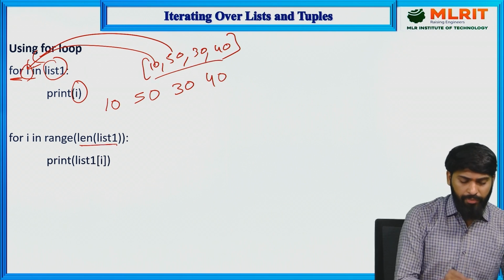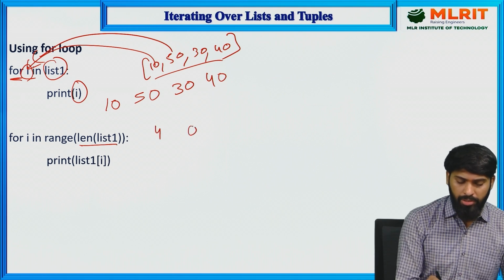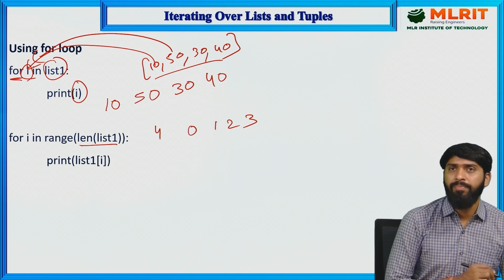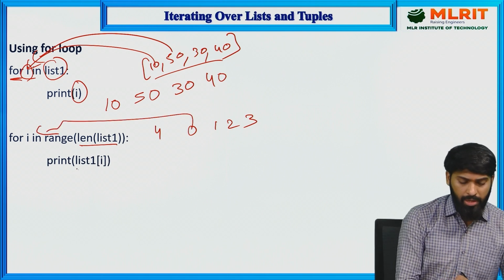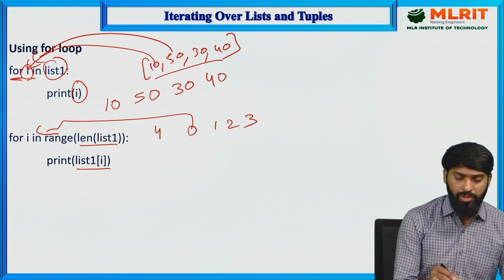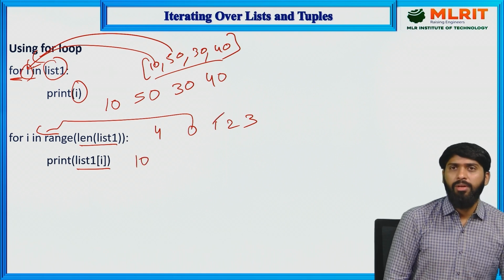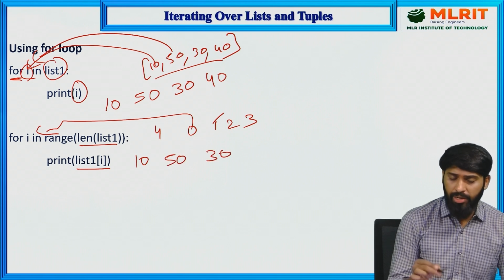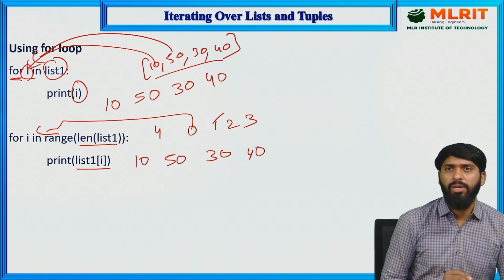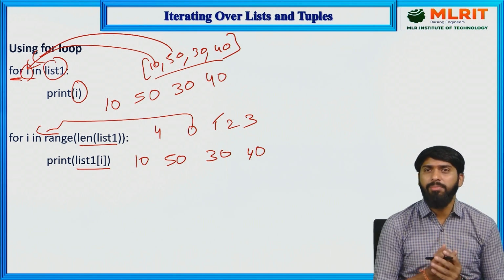We can iterate the lists or tuples with the help of index also. What's the length of list 1 here? The length of list 1 is 4, so it is 0, 1, 2, 3. In the first iteration, 0 is assigned to i, so it prints list 1 of i, list 1 of 0, which is 10. Next iteration, list 1 of 1, so it prints 50. Next iteration 30. Next iteration 40. This is the way we iterate the items in a list.